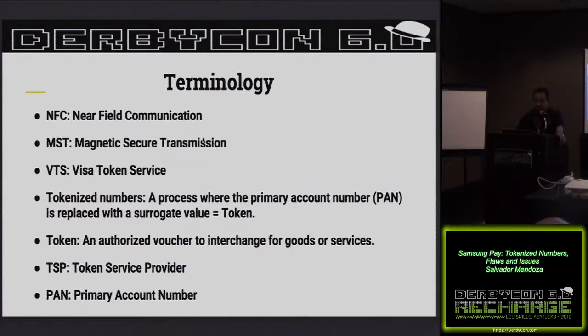So some terminology for this talk: NFC for near-field communication, MST for magnetic secure transmission. Basically, what Samsung implements is, when you are going to make a payment, you use these two protocols to have a wider vendor terminal acceptance, different from Apple Pay, which uses just NFC. VTS for Visa Token Service, tokenized numbers, which is a process where the primary account number is replaced with a surrogate value, which means a token. When I'm talking about a token, just think about tokenized numbers. A token is an authorized voucher to interchange for goods and services, TSP for token service provider, and PAN for primary account number.